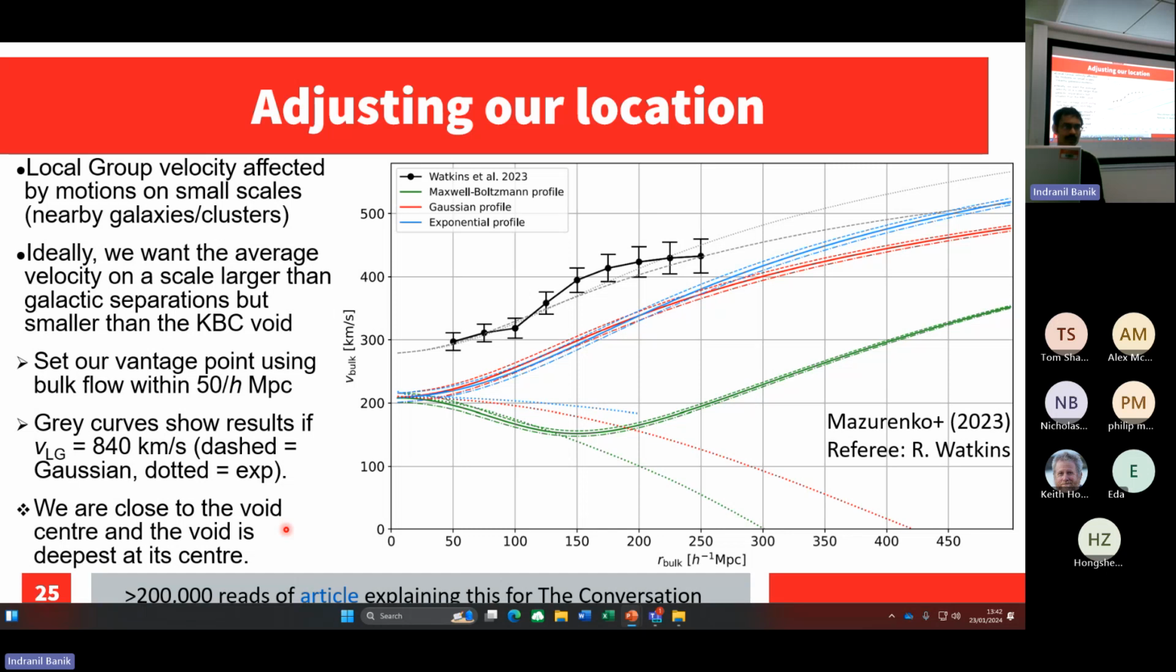So the main conclusion one can draw from this is that we are fairly close to the void center, because we tried, remember, vantage points which are close to and far from the void center, but the latter doesn't work. Also, the Gaussian and exponential profiles have the void being deepest at its center, and these work well. But if you have a maximum Boltzmann profile where at the center of the void the density is the same as the cosmic mean, then it becomes underdense and then returns back to the cosmic mean, which is a bit weird in some ways. But we did try that out, and it doesn't work. It leads to the green curve.